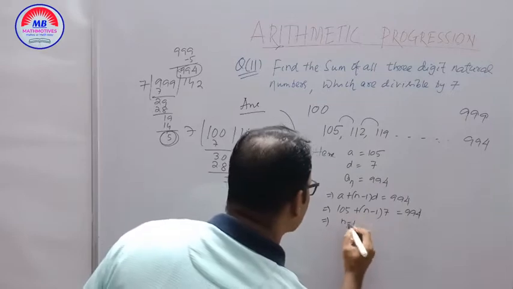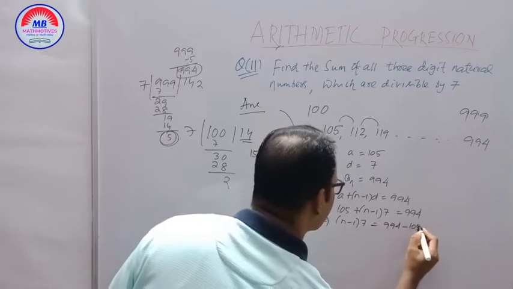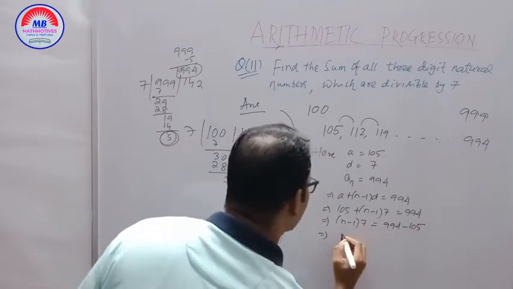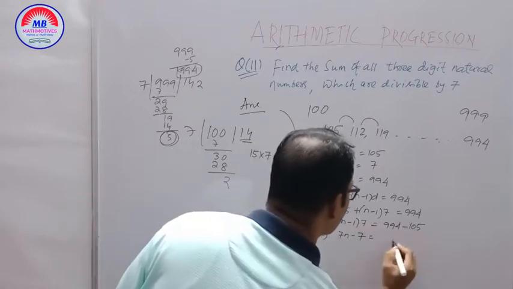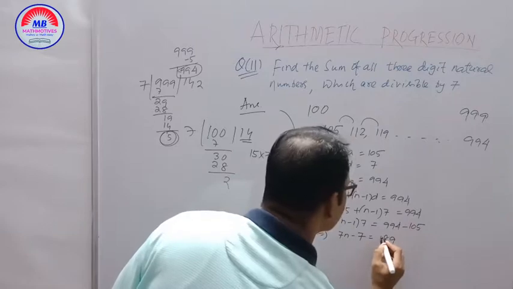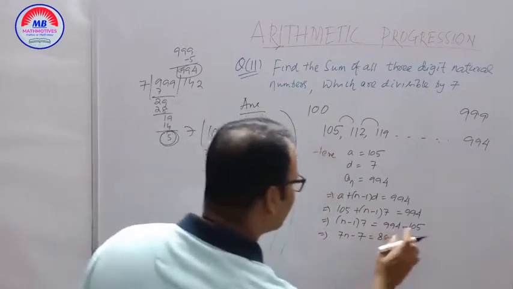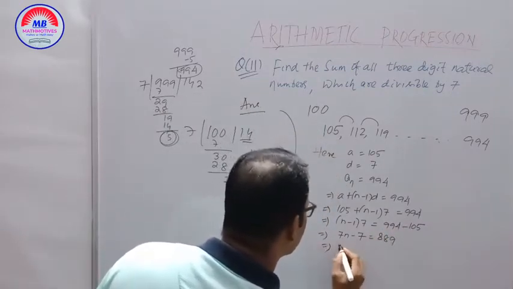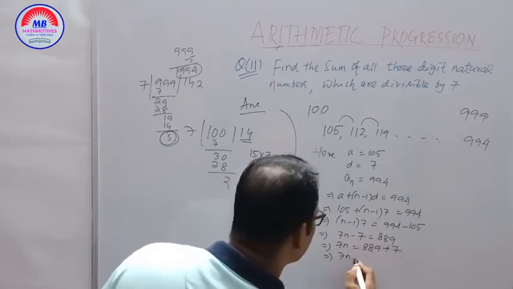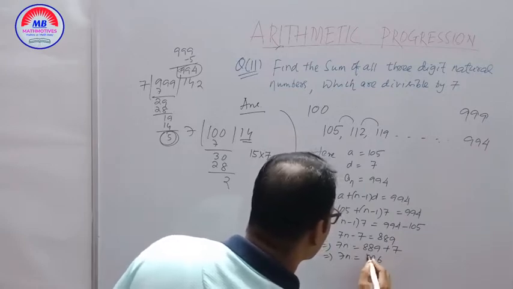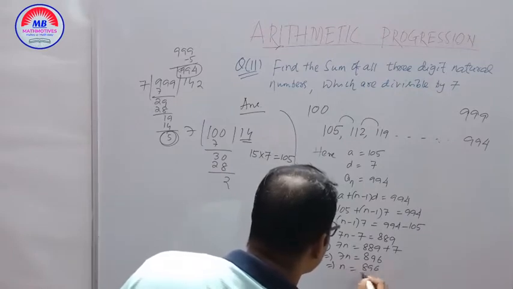Plus (n minus 1) into 7 is equal to 994 minus 105. That implies you can multiply here: 7n minus 7 is equal to 889. Then 7n equal to 889 plus 7. That implies 7n equal to 896. n equal to 896 by 7.